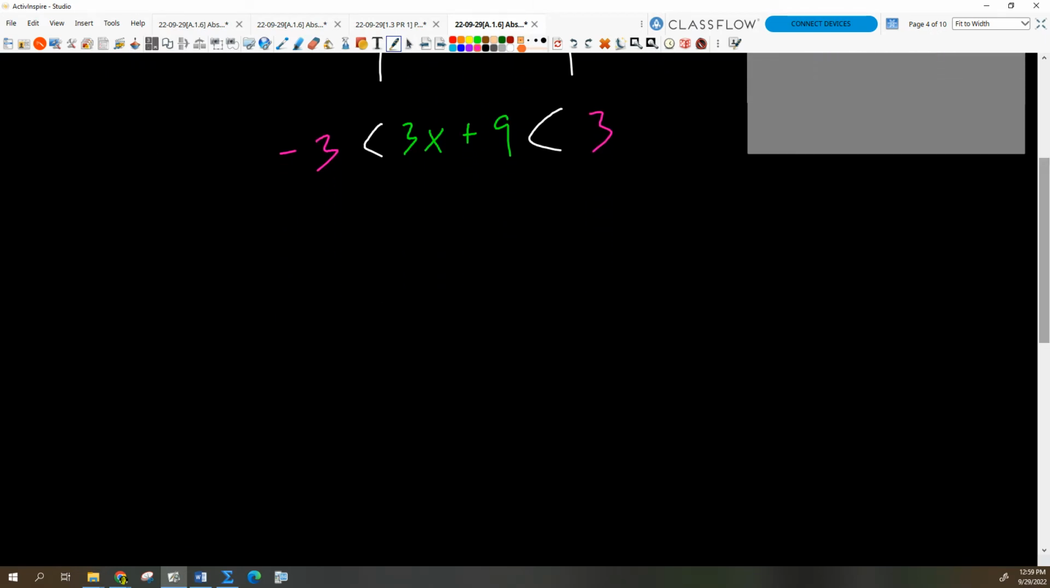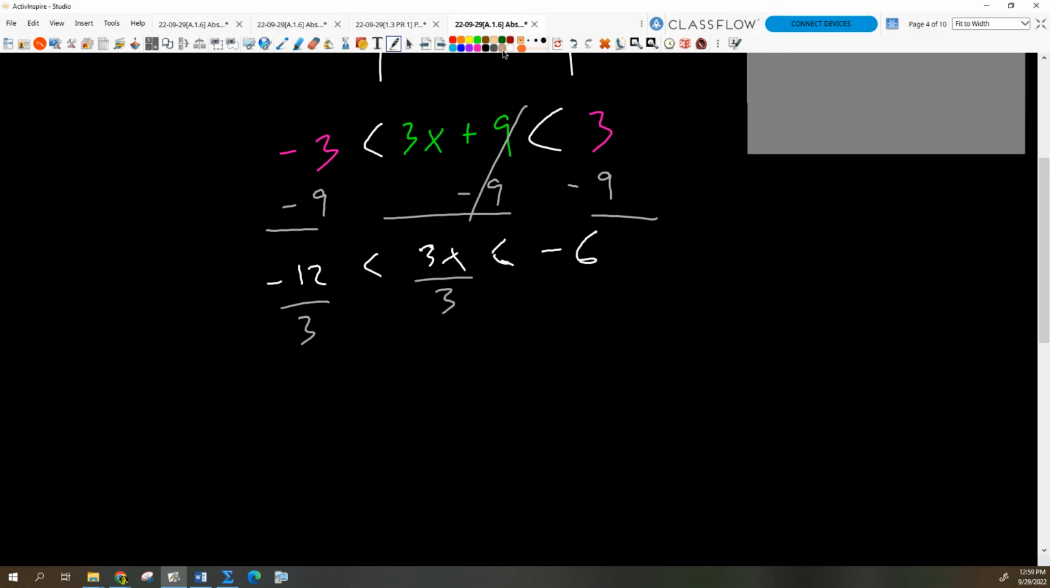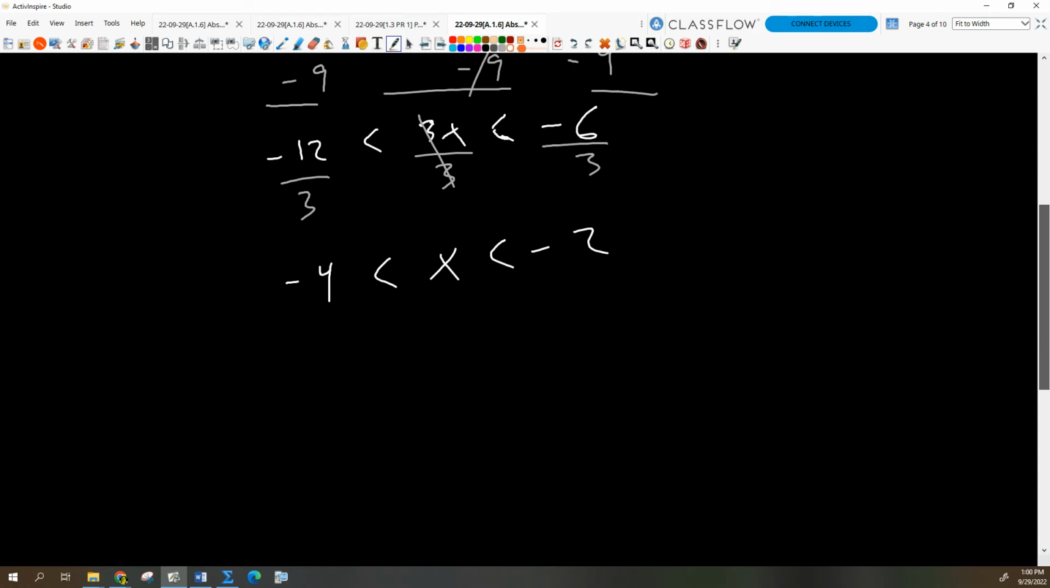Solve. Okay, so what would the two steps be to solve for x there, to isolate x? Subtract 9. There you go. So that's gone. That's going to give us -12 and -6. We divide everything through by +3. So I don't have to flip anything, do I? I'm dividing by a positive. And we end up with -4 and -2. So x is greater than -4 and less than -2.